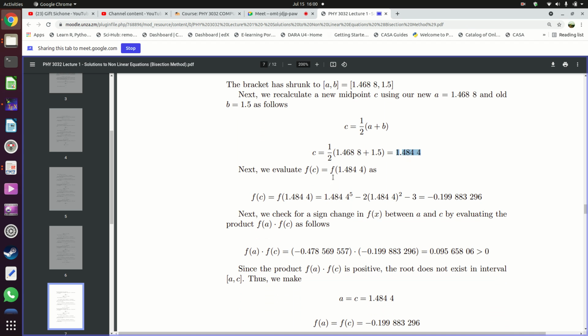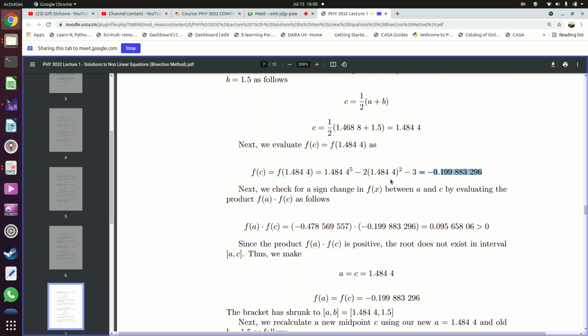Then you find the value of the function at this midpoint. So f of 1.4844 is 1.4844 to the power 5, minus 2 times 1.4844 to the power 2, minus 3. It gives you minus 0.199883296. This is the value of the function at the midpoint. It's negative.